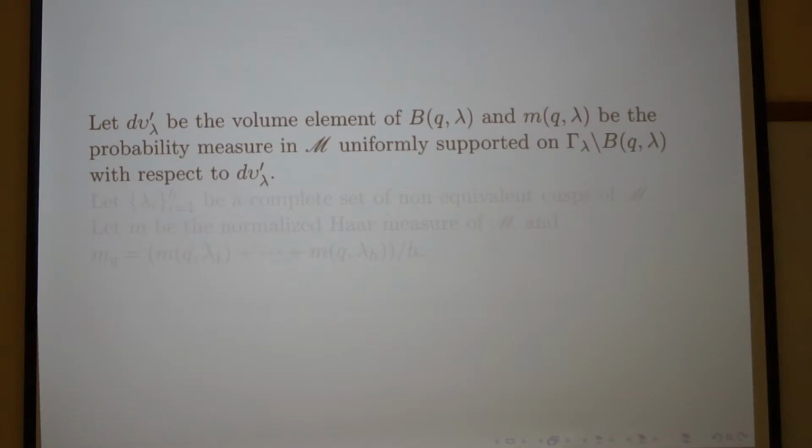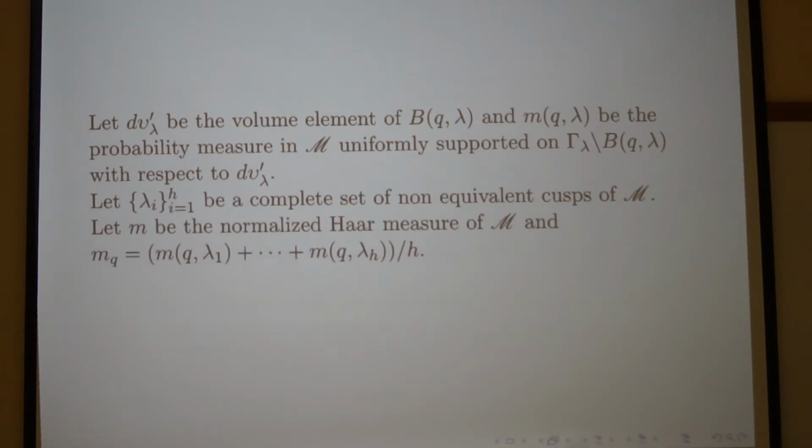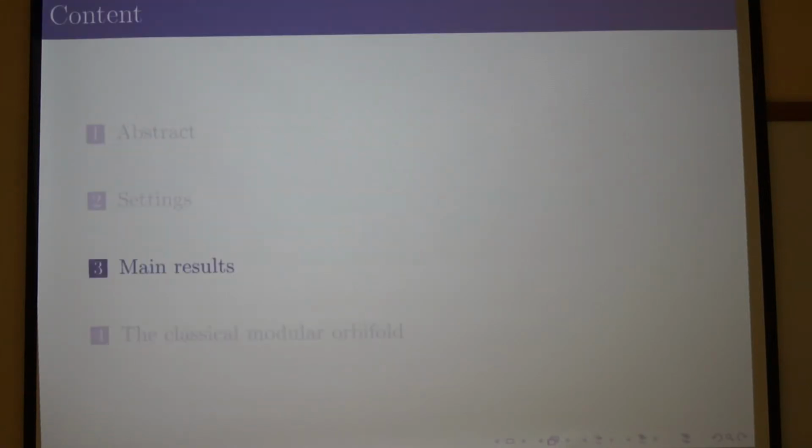We can define probability measures which are uniformly supported on this transversal manifold, where uniformity means that it's uniformly supported with respect to the Riemannian metric inherited from the ambient space. So we normalize these measures to be probability measures, and we sum the H probability measures that we have.